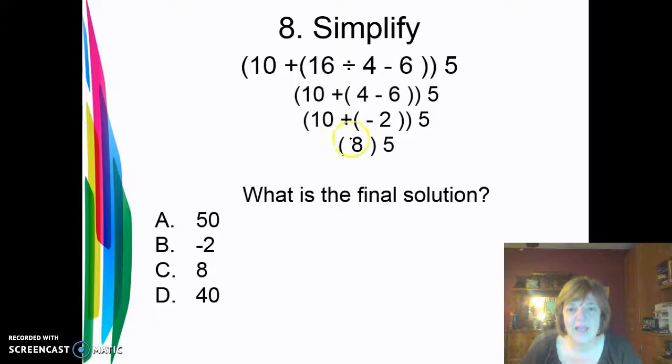Okay, last, we have gone from here, reminding you, 16 divided by 4 minus 6, and 10 plus negative 2. Last thing to do is the 8 times 5. Okay, 8 times 5. What's the final solution?